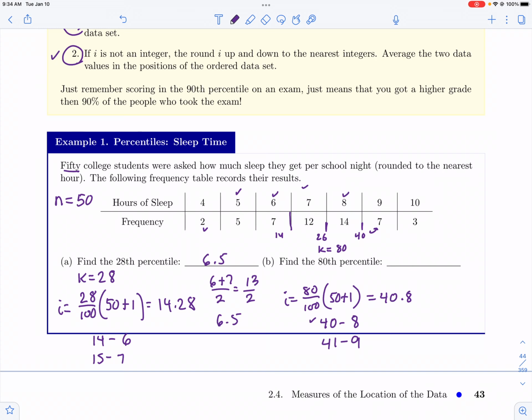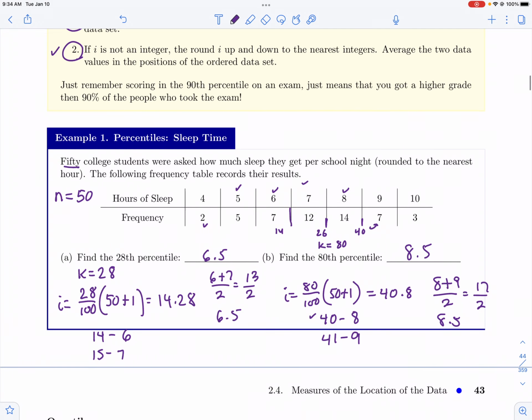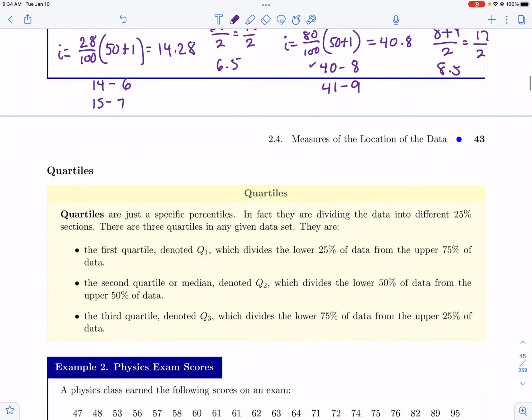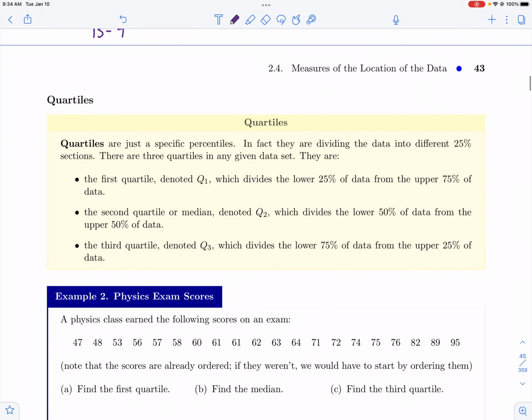So now to find our percentile, same thing, we're going to average these two together. And then 17 divided by 2 is going to give us 8.5. Excuse me. All right. So does that look good for our percentiles? All right, perfect.